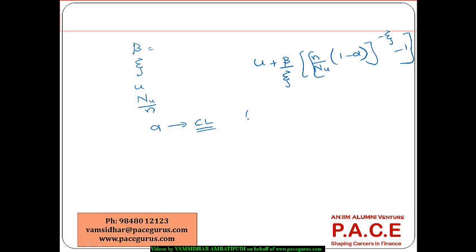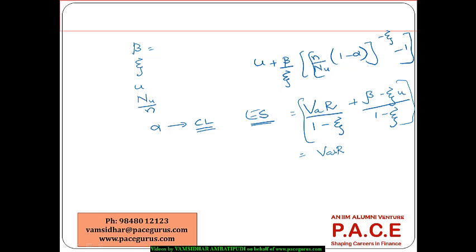And if I am really looking at the expected shortfall, it is coming out as the value at risk divided by 1 minus zeta plus beta minus zeta u divided by 1 minus zeta. So basically it is nothing but value at risk plus the mean excess loss over the value at risk. I can directly apply the formula: value at risk by 1 minus zeta plus beta minus zeta u by 1 minus zeta.